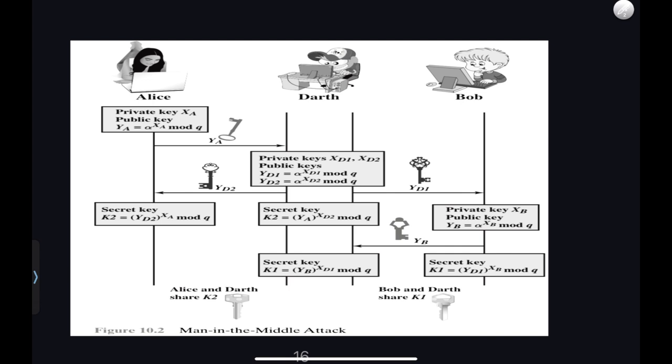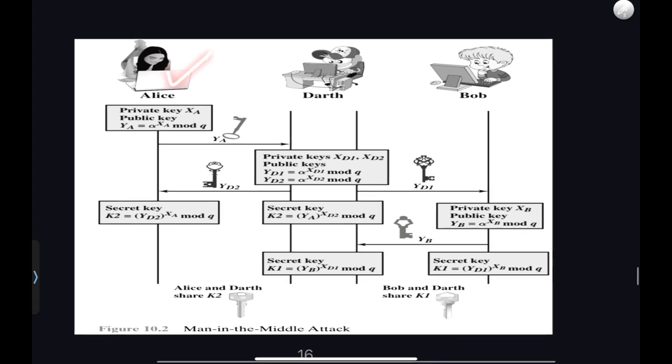Alice will generate the public key first. Alice will generate the private key XA, and then she'll generate the public key, that is YA is equal to alpha power XA mod Q. Before that, we have the common values Q and alpha, Q being the prime number, alpha being the primitive root of Q.